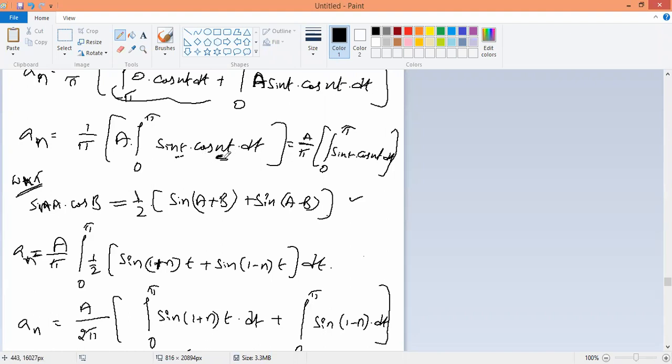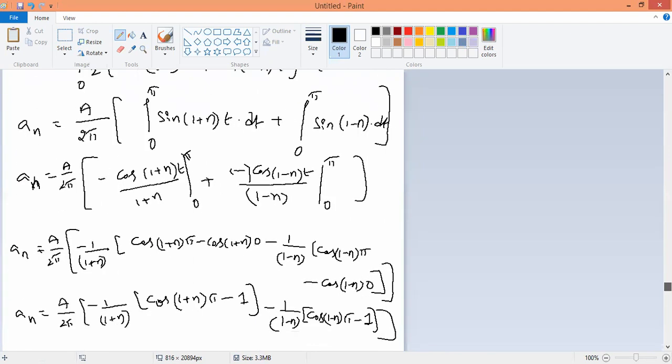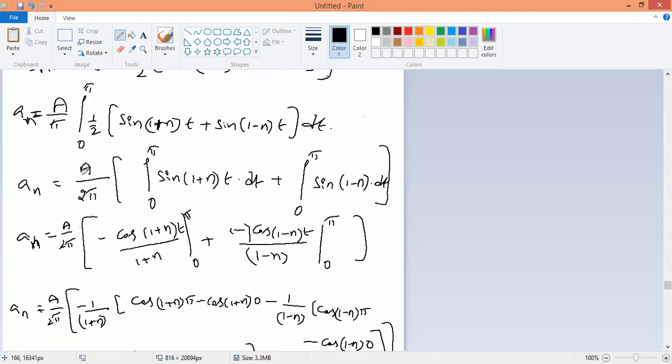Here I am taking t common. So taking t common, 1 plus n, okay, 1 plus n t will come. sin of 1 plus n t plus sin of 1 minus n t dt. Next, separate the integral for both values. an equals A by 2 pi into integral, here 1 by 2 is there, A by 2 pi integral 0 to pi sin of 1 plus n t dt plus integral 0 to pi sin of 1 minus n t dt.